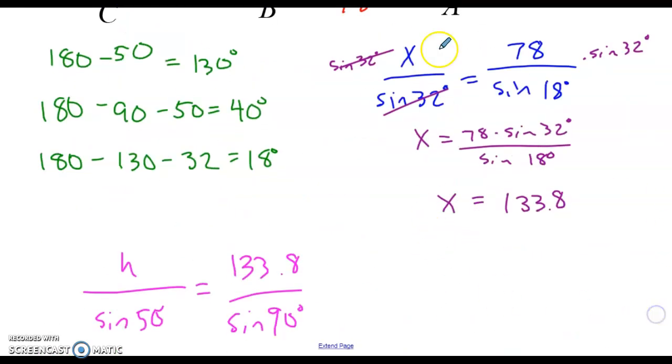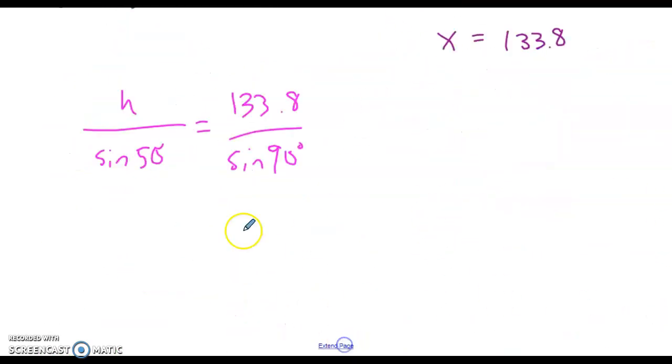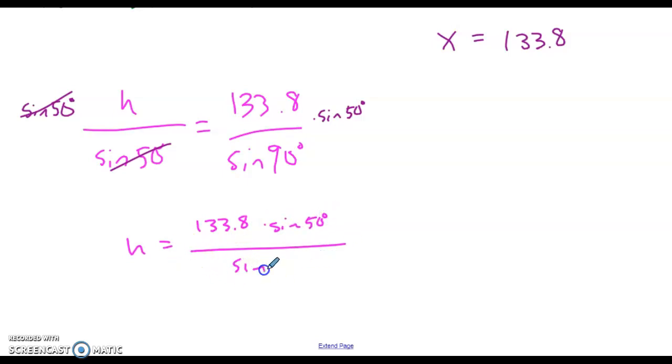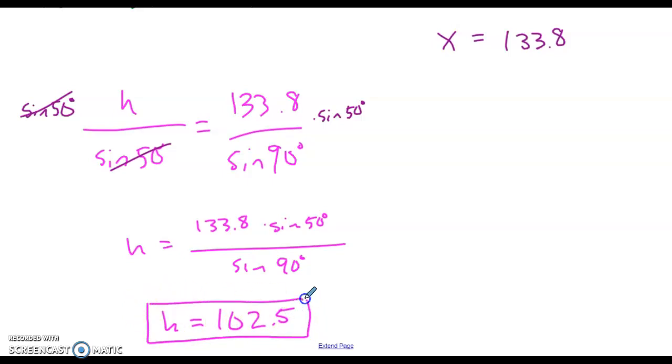And then I solve this the same way I've been solving them. I multiply, that gets rid of that, and I'm left with H is equal to 133.8 times the sine of 50 degrees divided by the sine of 90 degrees. Type that into your calculator and you get that H is 102.5, and that's what I was looking for.